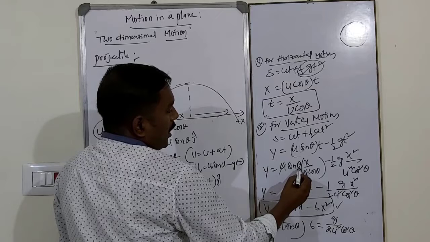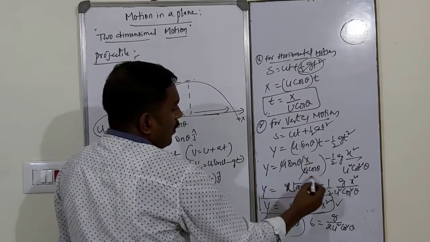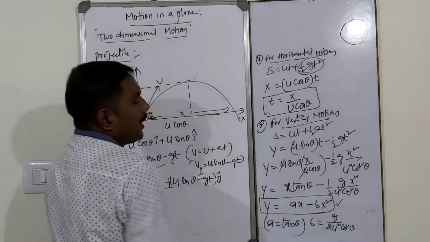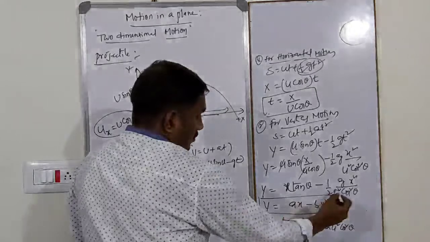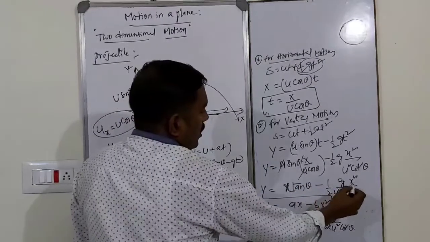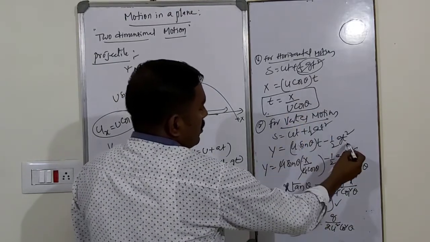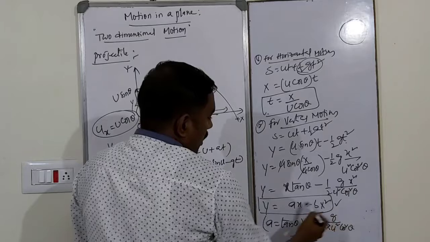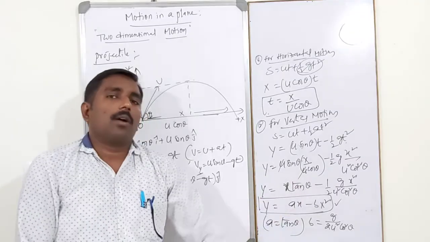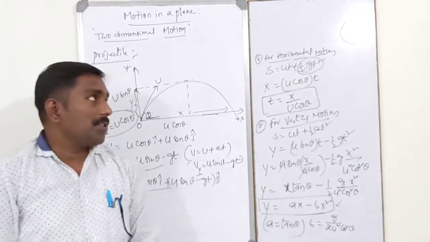Now y is equal to u sin theta into x by u cos theta, because of the t value. Substituting the t value in this equation, t is x by u cos theta, u gets cancelled. Now sin theta by cos theta is nothing but tan theta. x tan theta minus half g x square by u square cos square theta, substituting the t square value. Then the final equation is y is equal to ax minus bx square, where a, b are constants. Now this is similar to the parabolic equation.